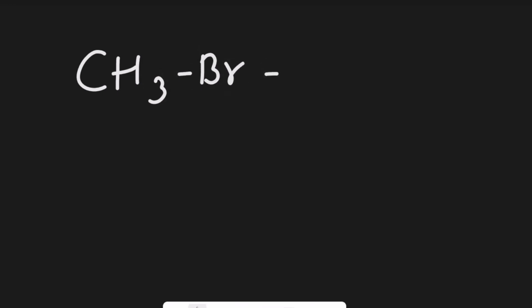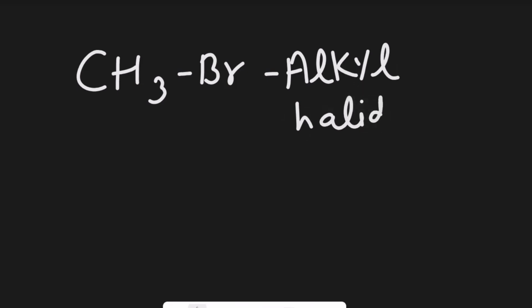Now what about this structure? CH3Br. In this structure the functional group is alkyl halide. You can also say it haloalkane.